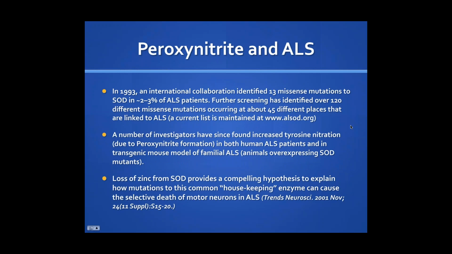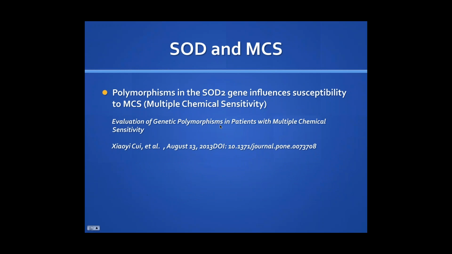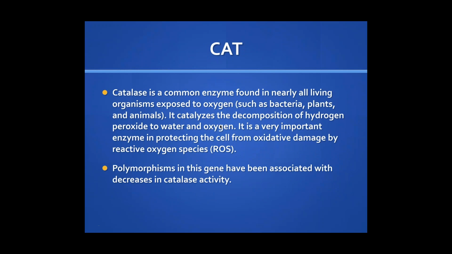Interesting, they identified 13 mutations in the SOD gene in ALS patients. So that's another thing to look at if you have ALS patients. Multiple chemical sensitivity is associated with it too. And then there are genetic variants in the CAT gene, which is the catalase that breaks down hydrogen peroxide.